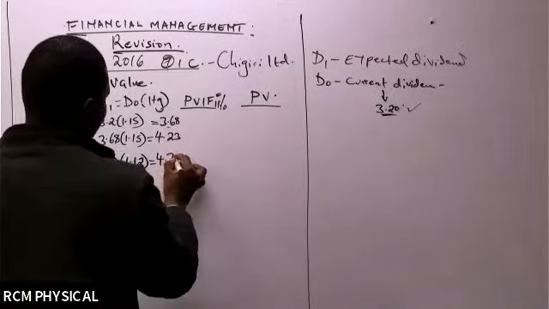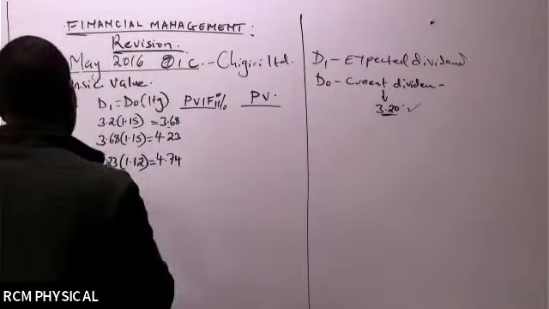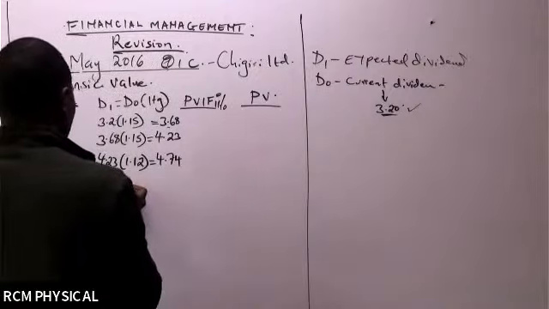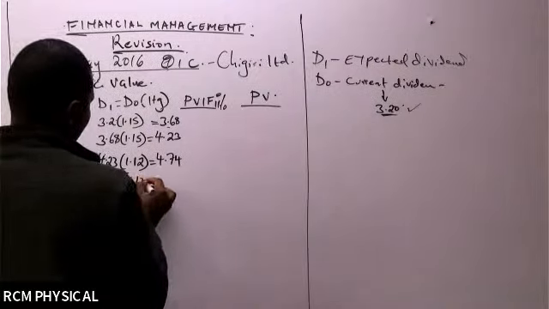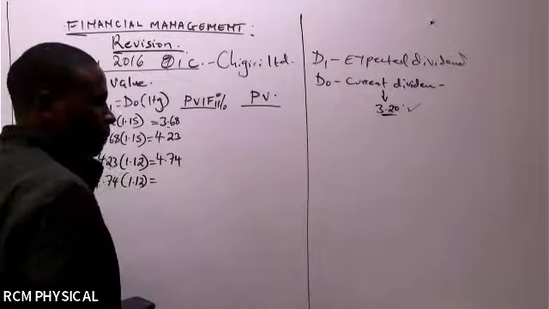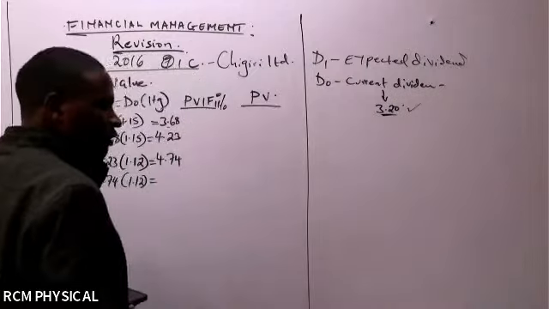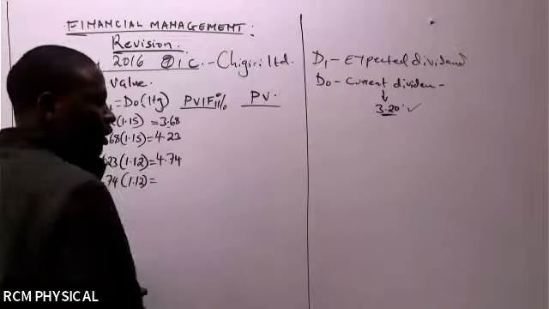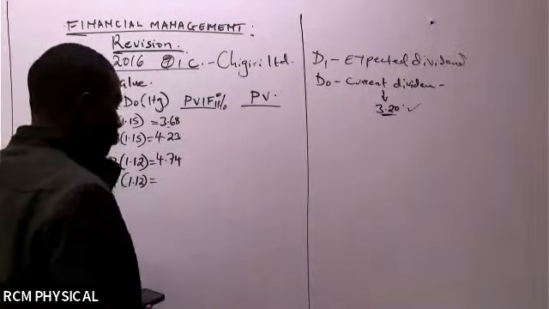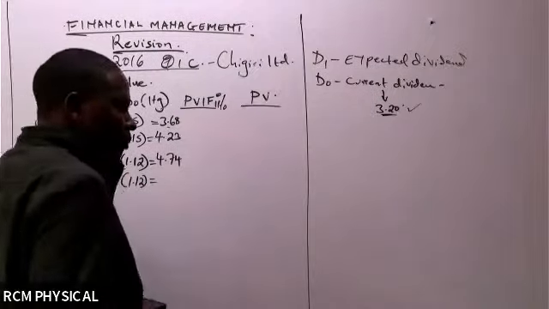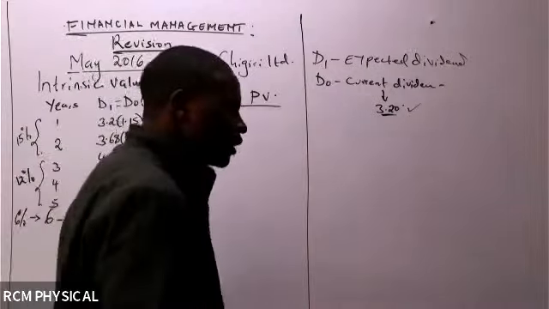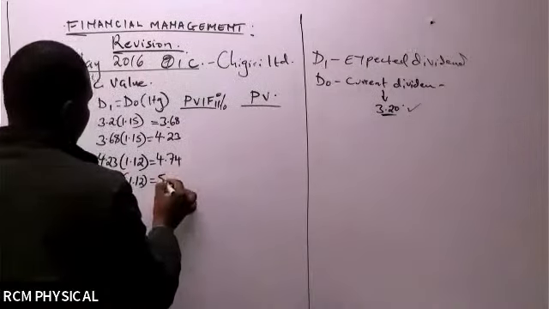4.74. Then year 4, we have 4.74. It will grow at the same rate of 12%. Itakuwa ngapi? 4.74 cent. Now this one will grow at the same rate of 12%. So itakuwa ngapi? Year 4. 5.31, asante. 5.31.